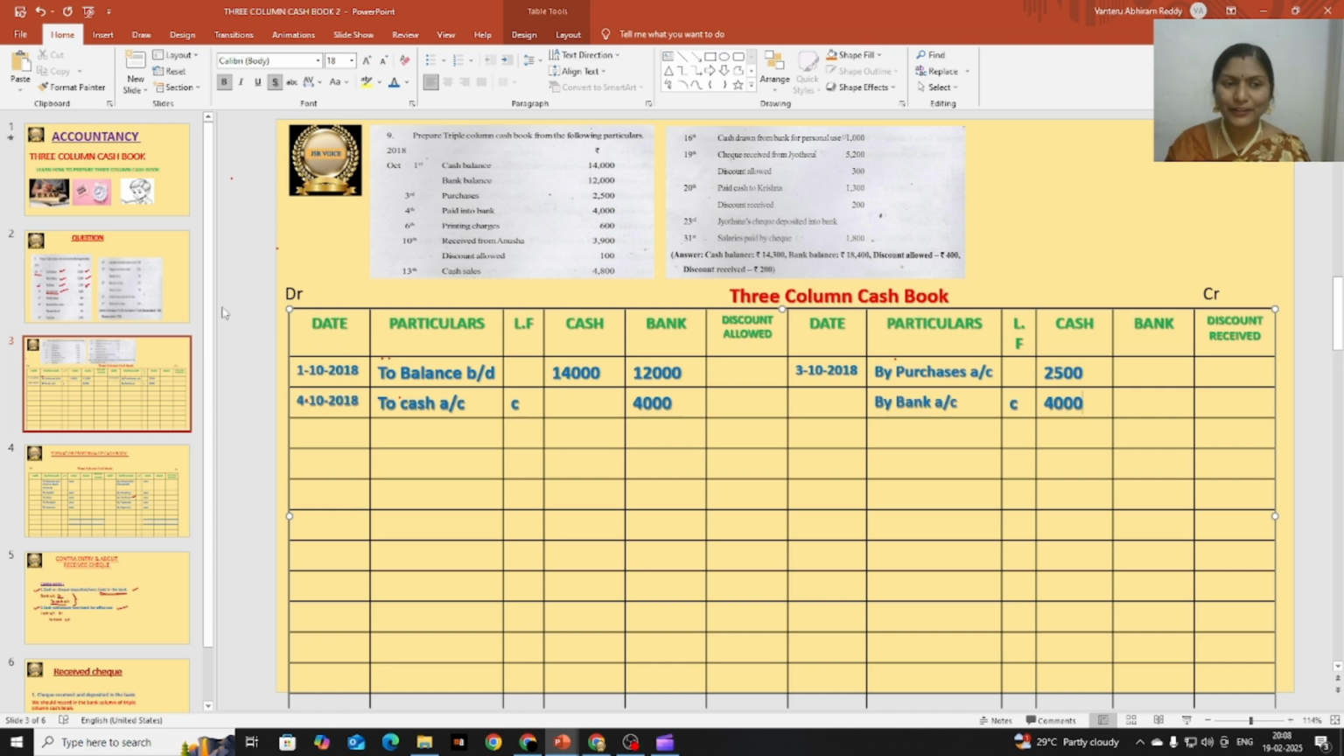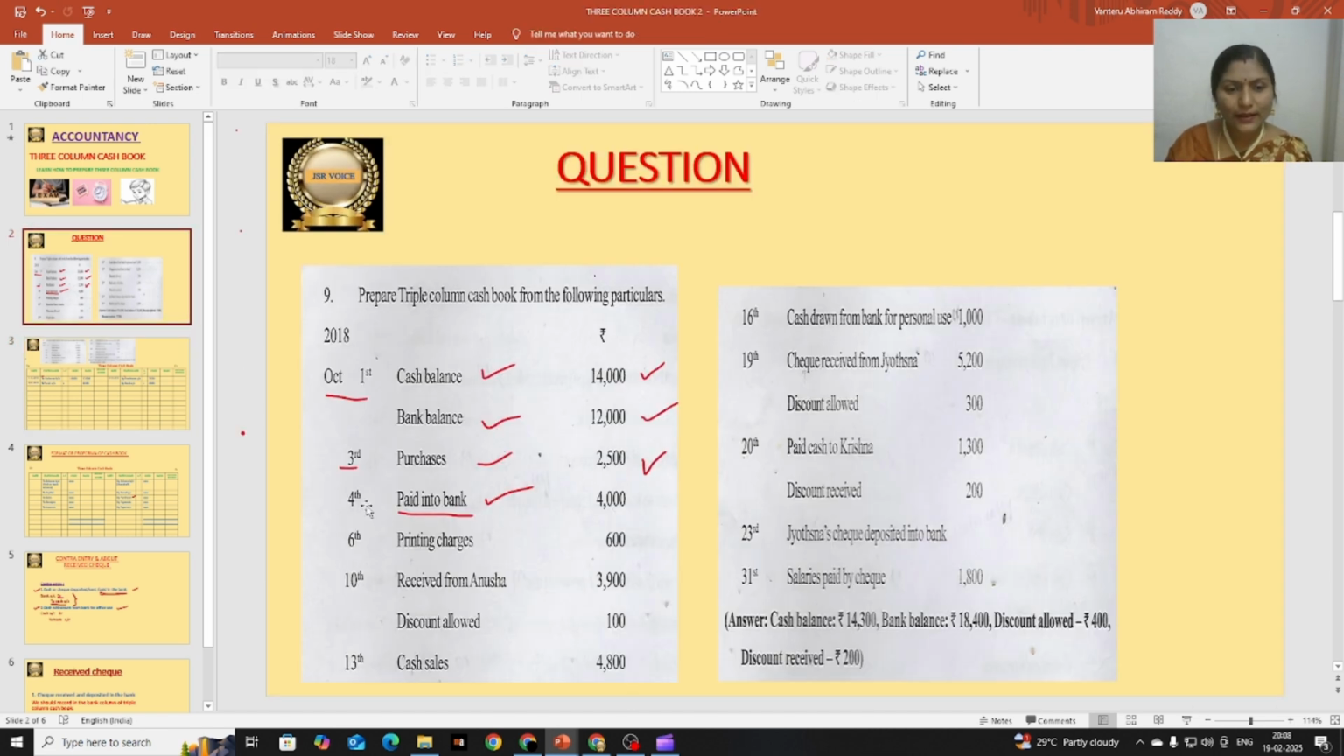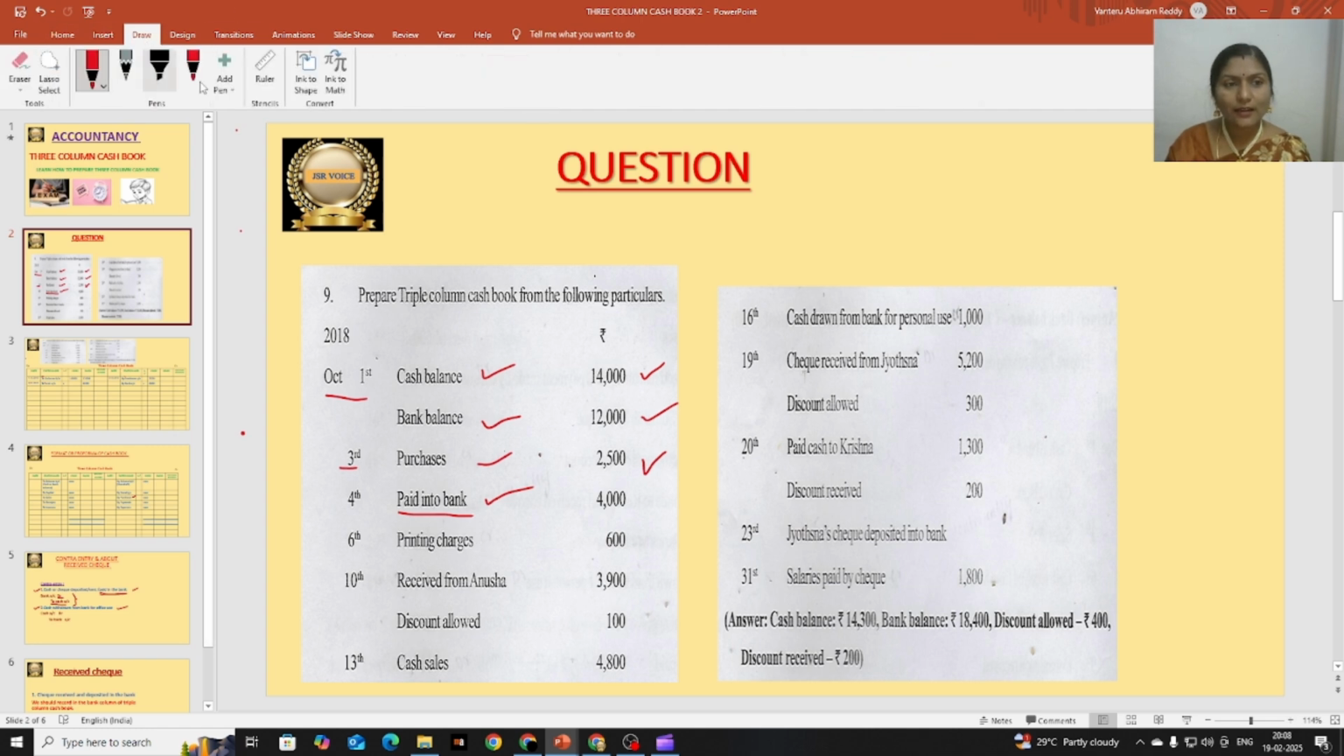Okay, let us move to the next one. The next one is 6th date, printing charges. You can see here printing charges, on 6th date. What is the amount? 600. Charges means what? Expenses. Expenses we always record on the credit side in the 3-column cash book.